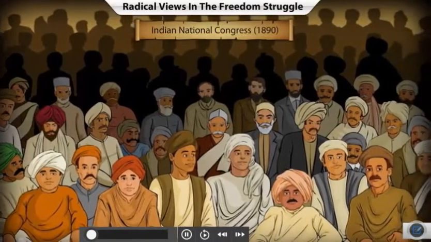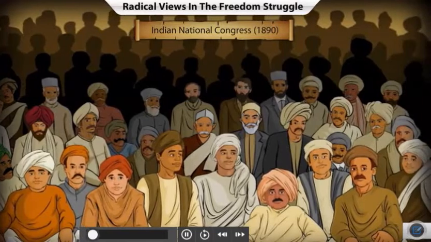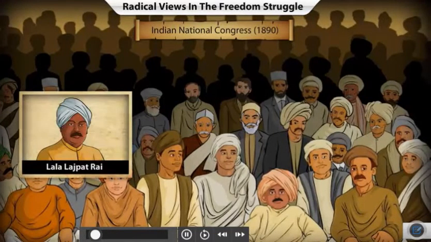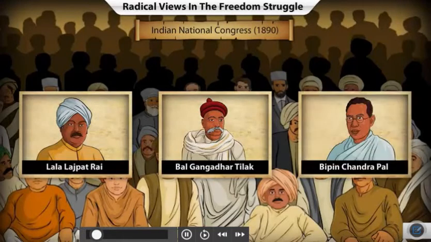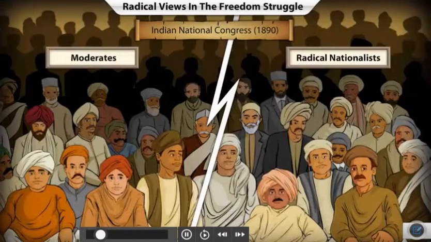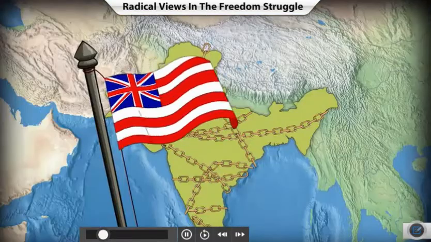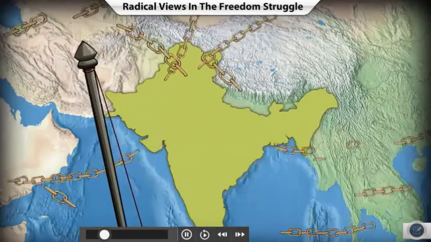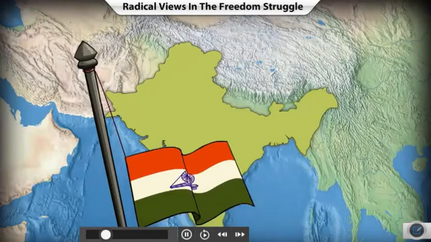By the 1890s, Indians started questioning the political style of the Congress. Leaders like Lala Lajpat Rai, Bal Gangadhar Tilak, and Bipin Chandra Pal criticized the moderates for their methods of peaceful agitation and started a more radical approach to gain freedom. They envisaged India as an independent, self-sufficient, and a self-reliant nation.